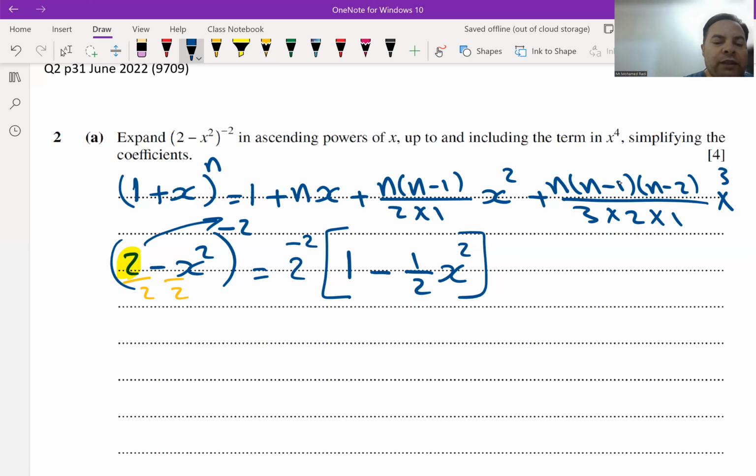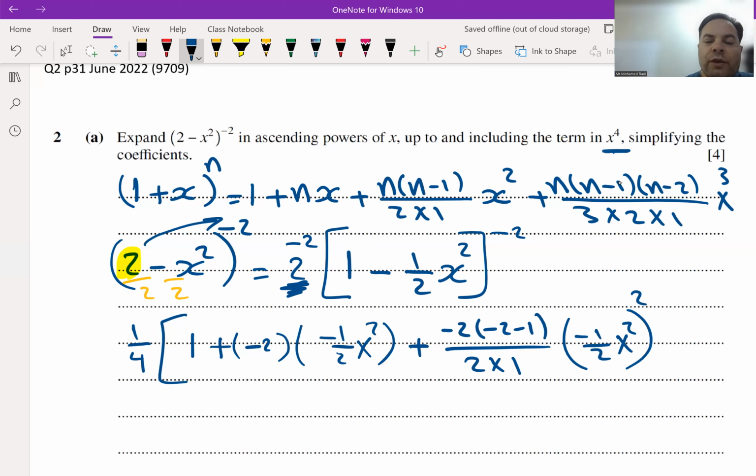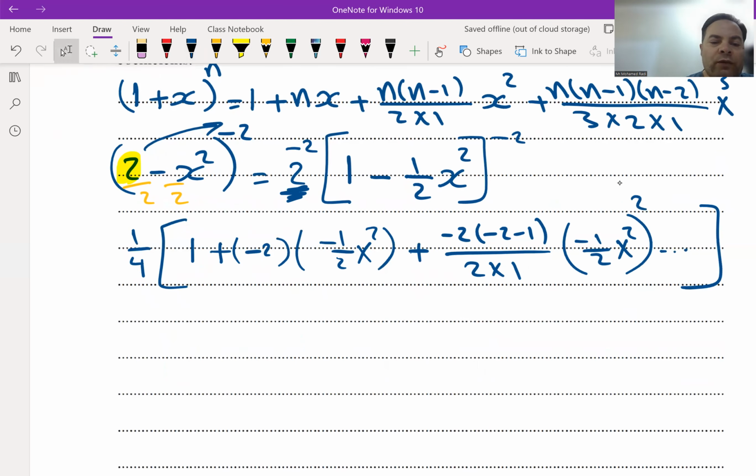Now we'll apply the binomial expansion formula. 2 to the power of negative 2 is 1 over 4. The first term is 1, plus n, where n is negative 2, and the x is negative half x squared. This is the second term. Plus n(n minus 1) divided by factorial 2, which is 2 times 1, times negative half x squared, all to the power of 2. I asked for up to and including x to the power of 4, so this is enough, because if you expand this term it will include x to the power of 4.